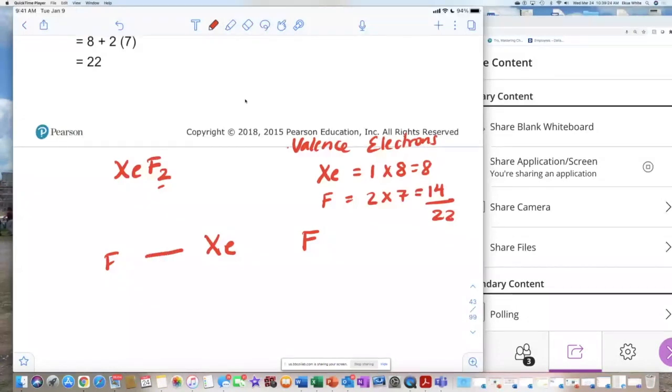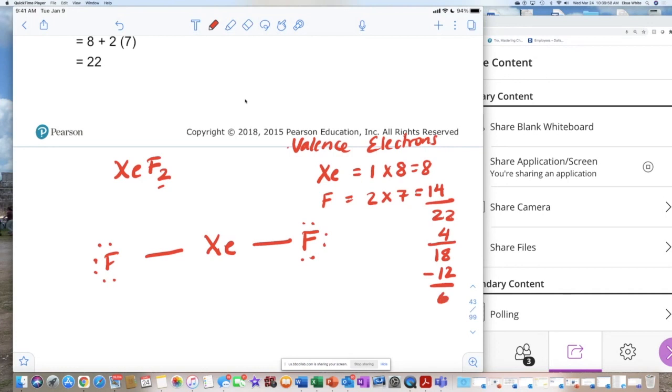Okay, form a single bond here, a single bond here. That uses up 4 electrons, so minus 4. I'm left with 18 electrons. Follow the rules. Add 6 electrons to each peripheral element: 1, 2, 3, 4, 5, 6, and 1, 2, 3, 4, 5, 6. I did that twice, right? So minus 12, minus 12. I'm left with 6.